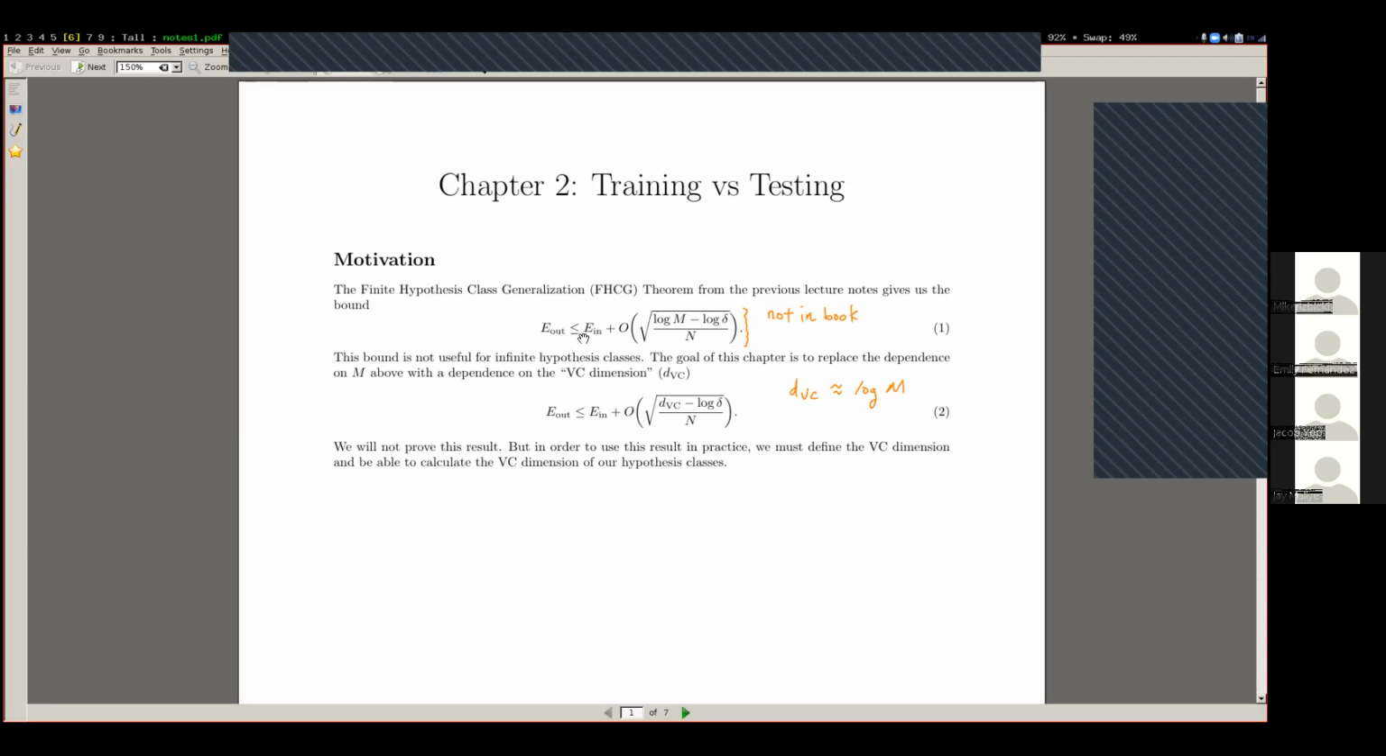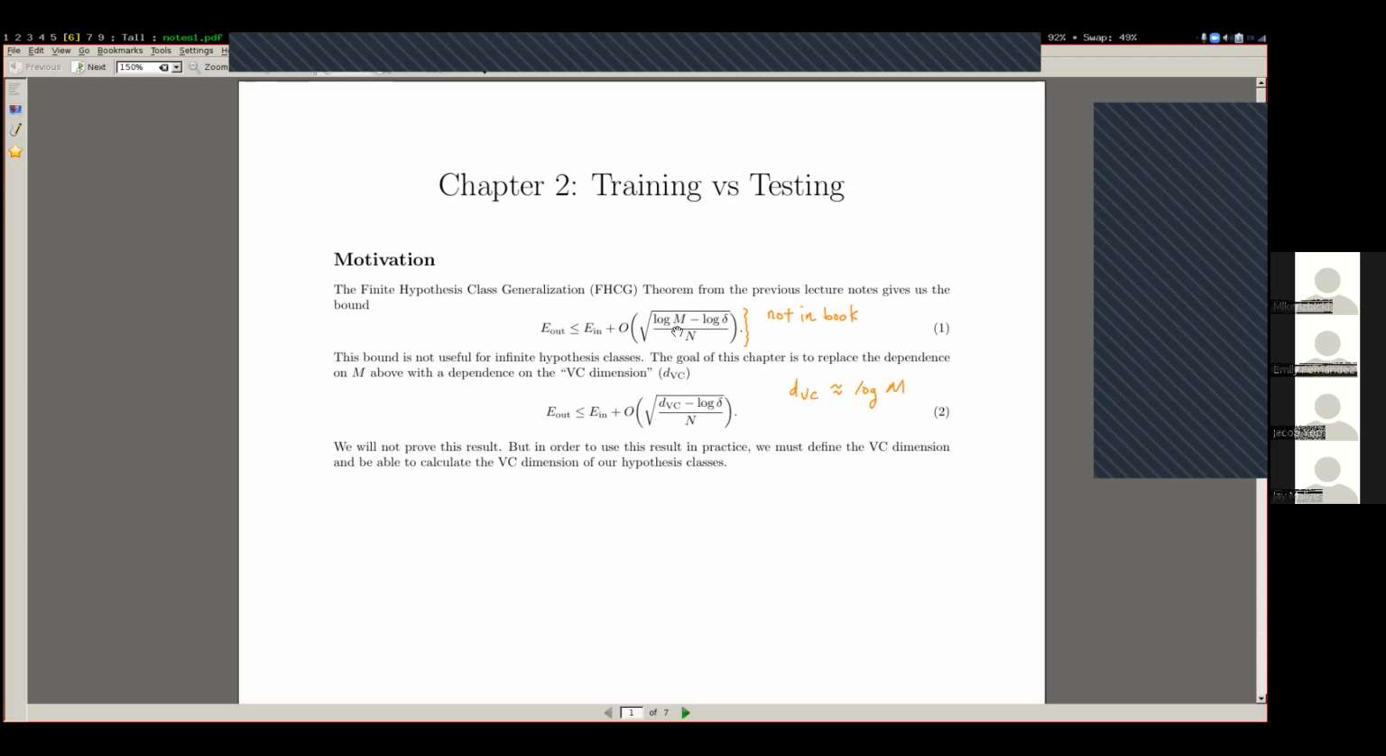E in is the training error, the error on our data set. E out is the true error, the error on the universe. If the universe were to supply us an infinite number of new samples, what would our error on those new samples be? We can't know E out directly, but we can bound it based on E in. It's not going to be too much bigger than E in. These sorts of bounds are called generalization bounds because the generalization error is the difference between E out and E in. And we talked about these bounds on finite hypothesis classes.